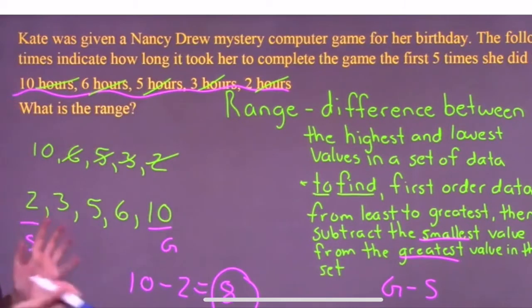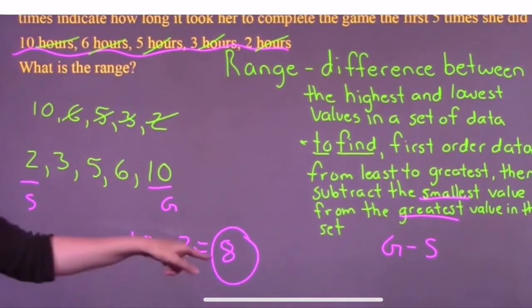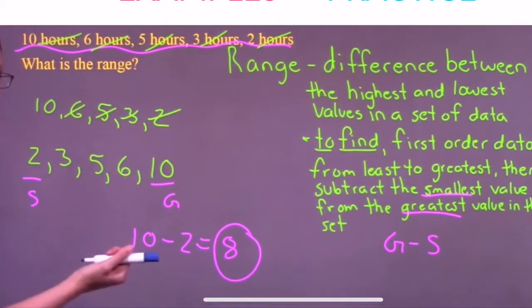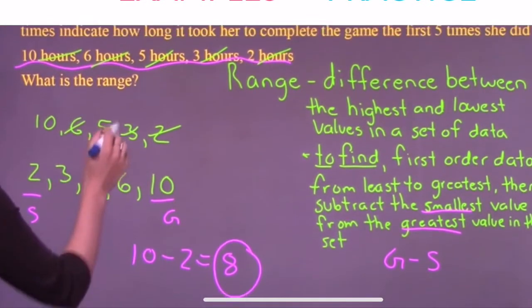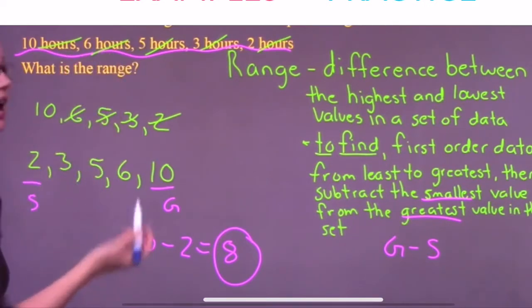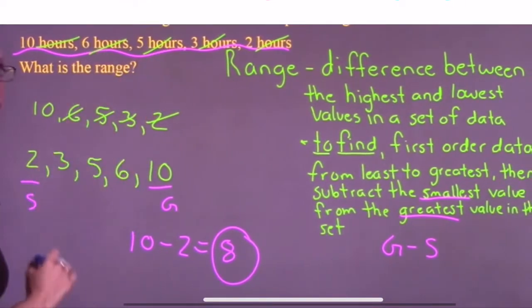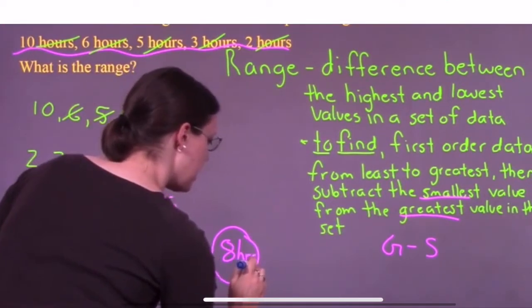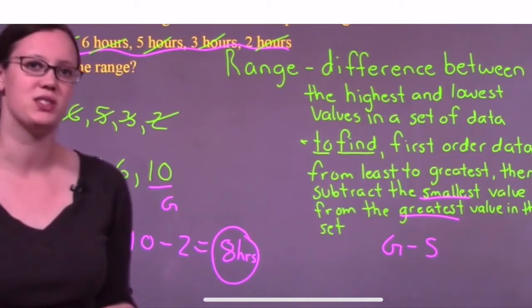Okay, so our range is 8, but don't forget, what are our units? Okay, we wrote our numbers down, but what are the units? The units are hours. Hours is attached to each of our numbers. Okay, so we need to make sure we include hours, and we can abbreviate hours by just writing HRS. So 8 hours is our answer.